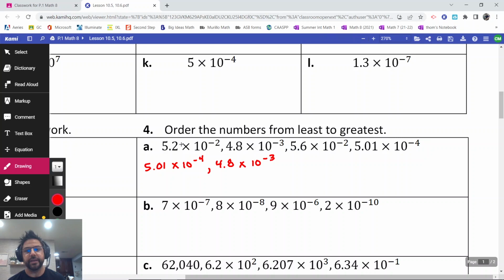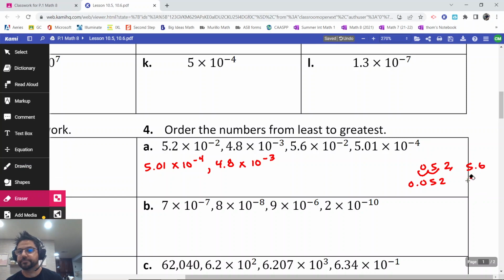So which one would be greater, the 5.2 or 5.6? Now, if you're a little unsure, you could always bring it over here to the side. And the 5.2, it says move it 2 spaces to the left because it's small. So let's see. Oops. 1, 2. So that would be 0.052. And then this one right here, sorry, 5.6. Here's that extra work.